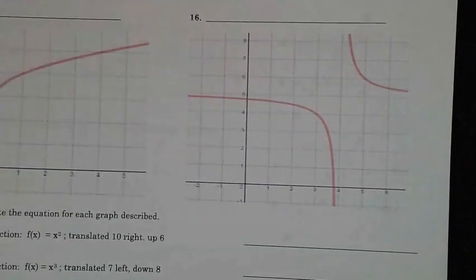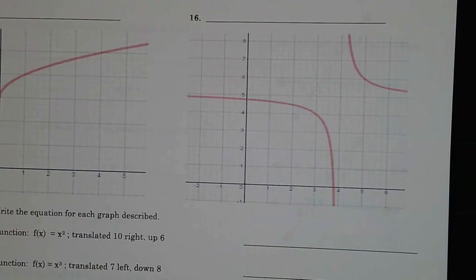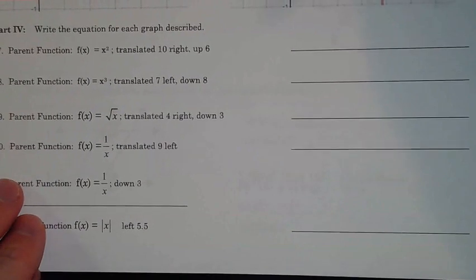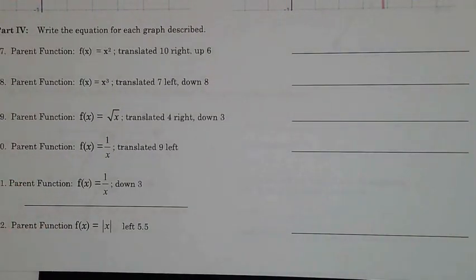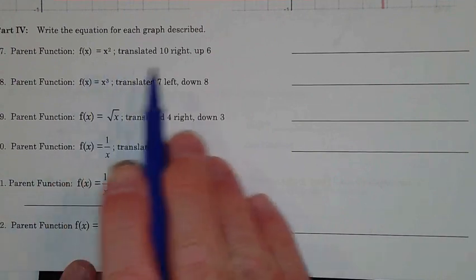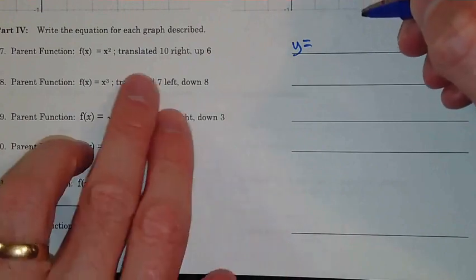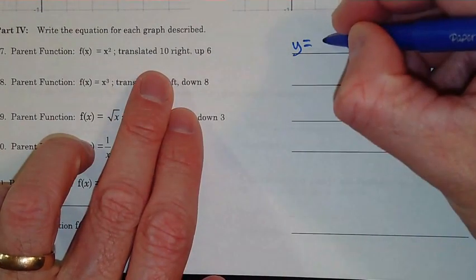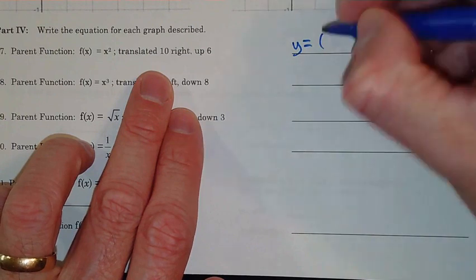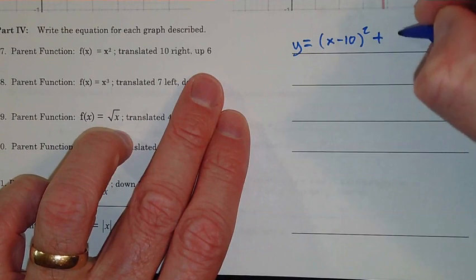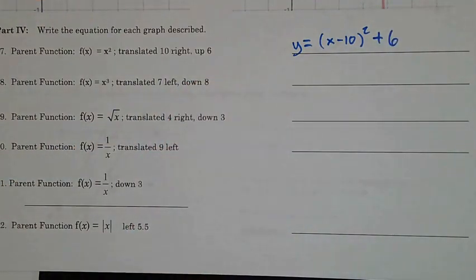Now, that's probably enough of those graphing problems. And then I believe the last section here, we've got part 4. All we're doing here is writing an equation. We've kind of already done that in terms of graphs, but now we're just looking at the information. I want to take an x squared graph and translate it 10 right and up 6. So to translate 10 to the right, we'll replace the x in my equation with an x minus 10. To move it up 6, we tack on a plus 6 at the very end.